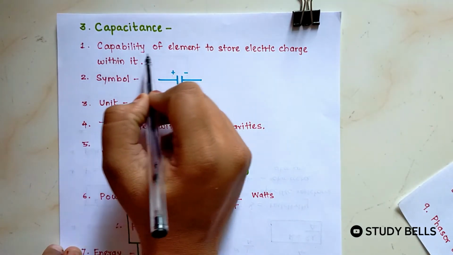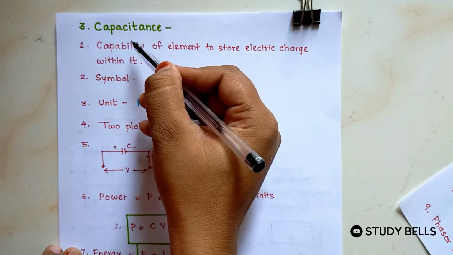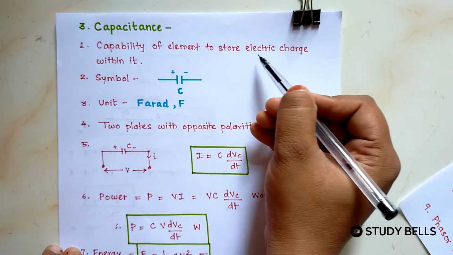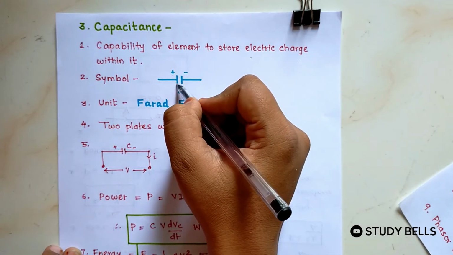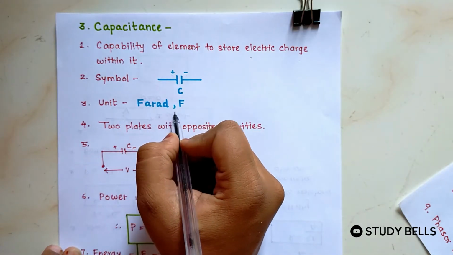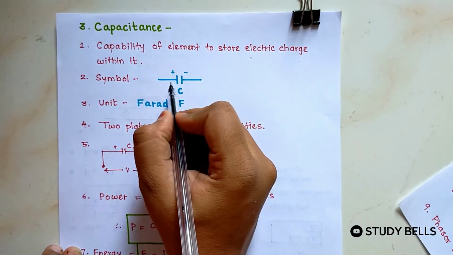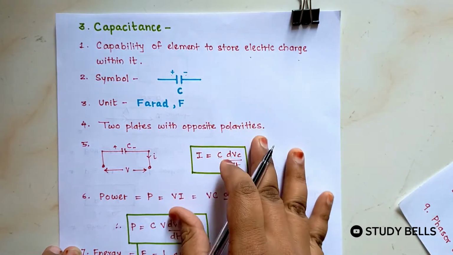Capacitance. Capability of element to store the electric charge within it. That capacitor stores the electric charge. Symbol for capacitor is this, denoted by C. Unit is farad. In the capacitor there are two plates having opposite polarities.